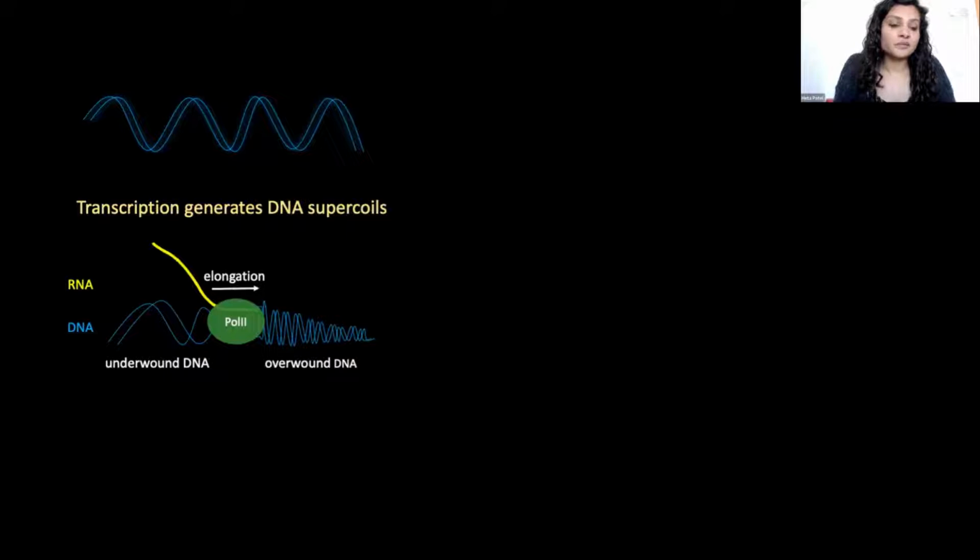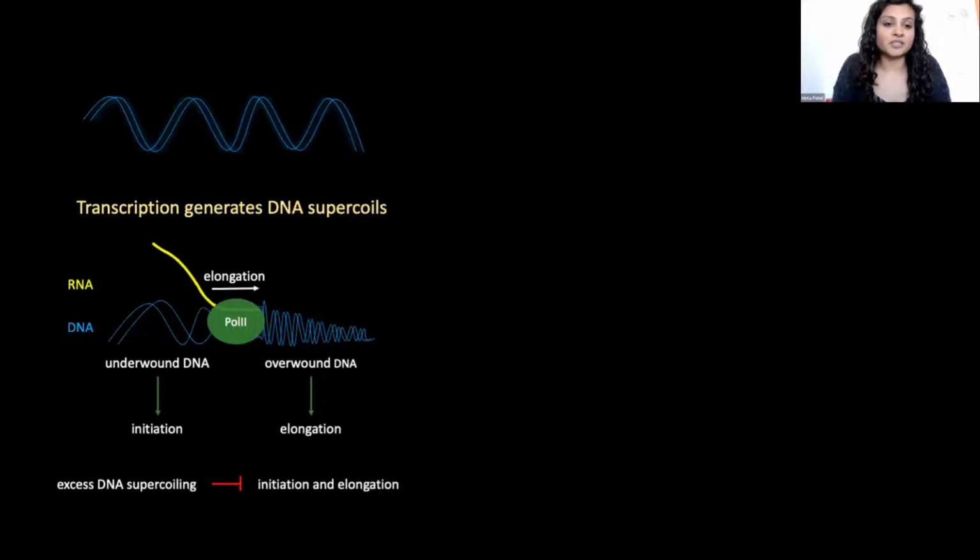For example, underwound DNA can promote initiation by making the DNA more accessible to regulatory proteins. And overwound DNA fosters elongation by destabilizing proteins so the polymerases can progress. However, cells must maintain optimal levels of DNA supercoils because excess supercoils can actually inhibit transcription.